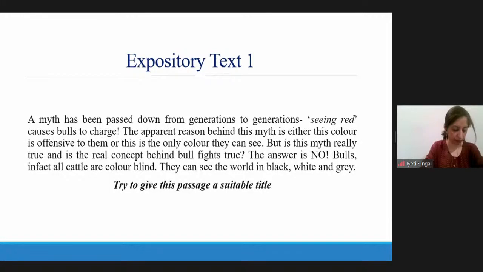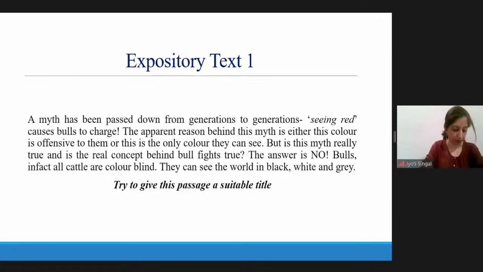Amit, simply saying bullfight wouldn't be a suitable title. A title should be very catchy, gripping, and informative, which ensures that the reader is going to read the passage. If I simply see bullfight as one of the titles, I don't think I will read. I will say, okay, it must be about bullfights, let's leave it because I don't have interest in that sport.